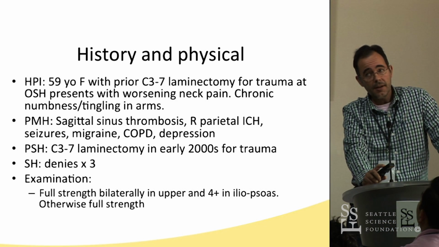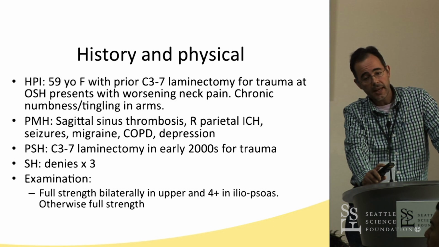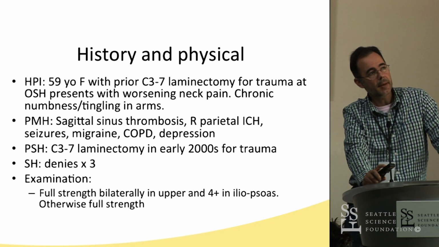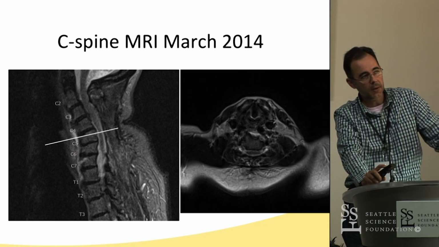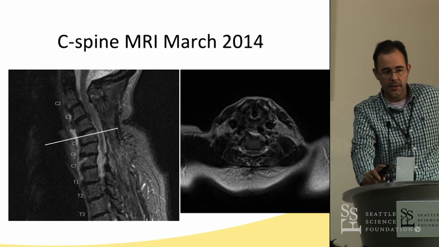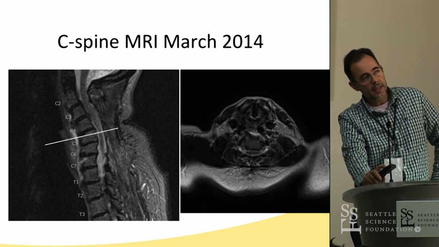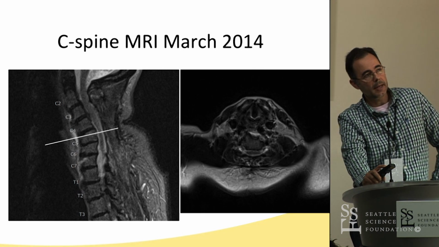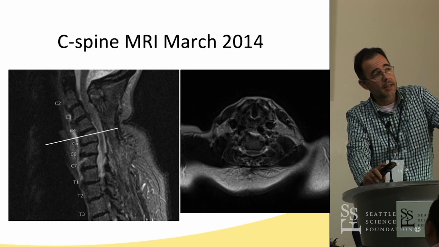So this is another interesting case. Quickly, I'll just tell you her history. She basically had a C3 to C7 laminectomy for a trauma many years back. She did well after this trauma, but she slowly started to develop cervical kyphosis. She was actually seen by one of my orthopedic partners at shock trauma, and they were following her for a little bit, but then she got lost to follow-up, but wasn't incredibly symptomatic at this point in 2014.